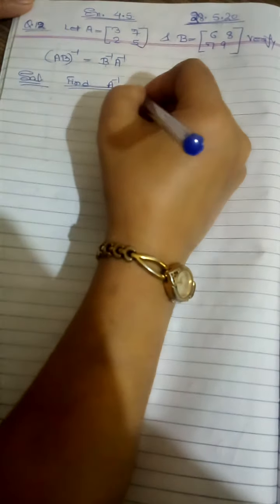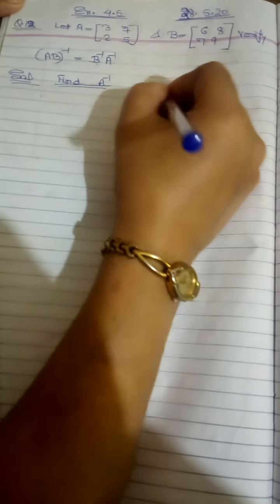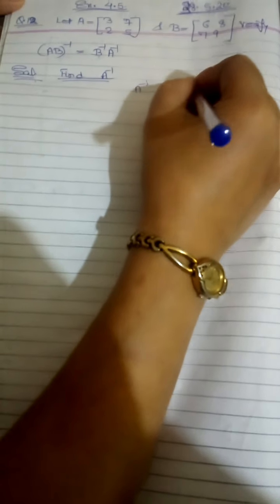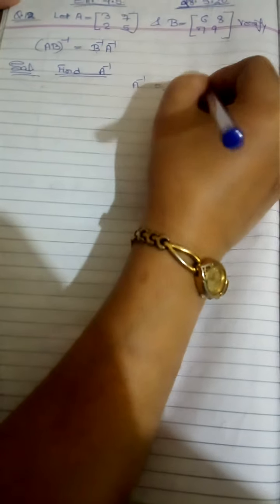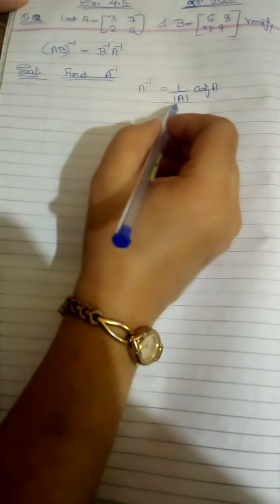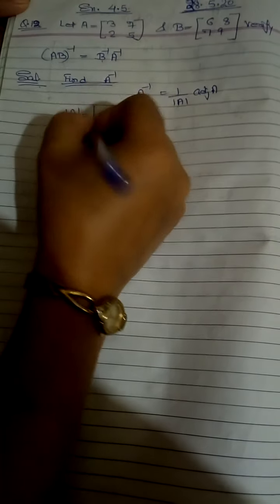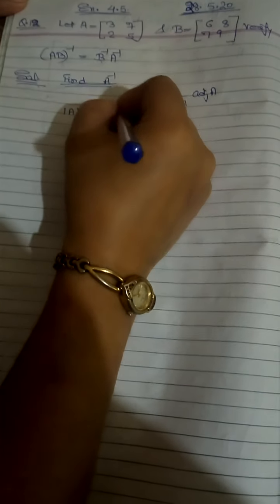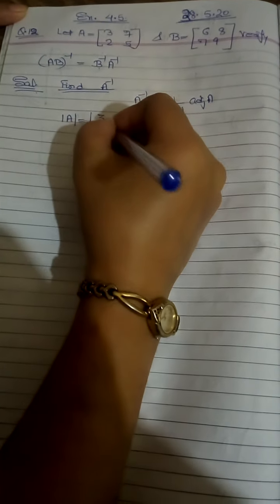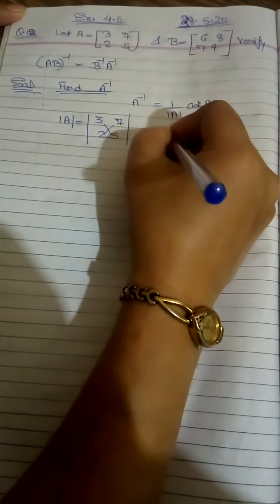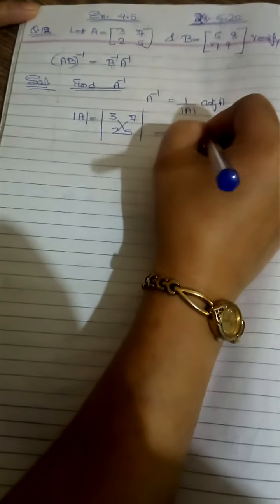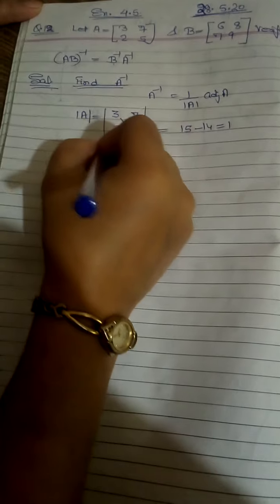Now, what is the formula of A inverse? That is 1 upon determinant A into adjoint A. It means first of all we have to find determinant A. For determinant A, change this matrix into the determinant form, 3 7 2 5. Now solve it: 5 times 3 is 15, 7 times 2 is 14, so the determinant comes to 1. So determinant A is equal to 1.